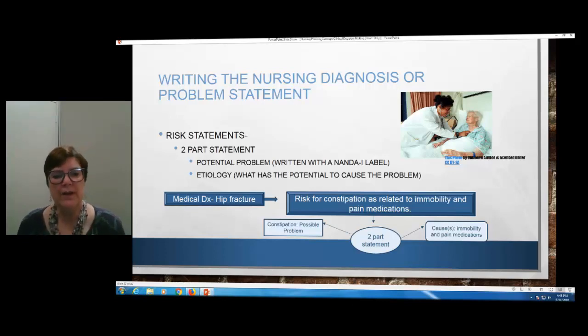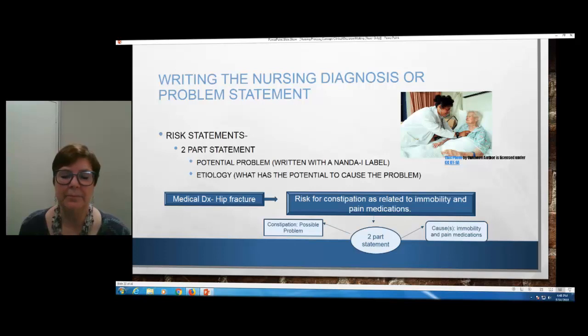So with a two-part statement, you have a potential problem written with a label, and then you have the potential cause of the problem. You don't have any defining characteristics yet because the patient is at risk. We don't want those defining characteristics to show up, okay? We have a patient that is at risk. So a two-part NANDA or problem statement is usually a risk statement.